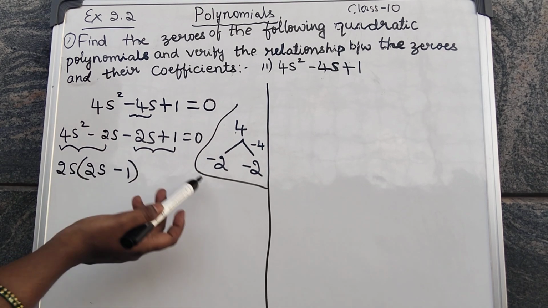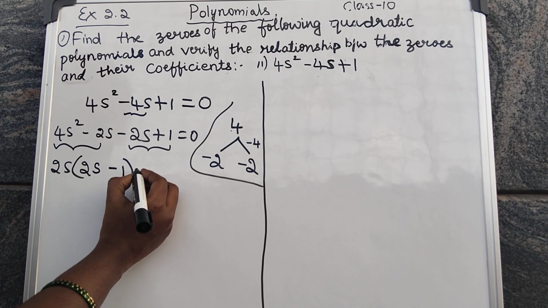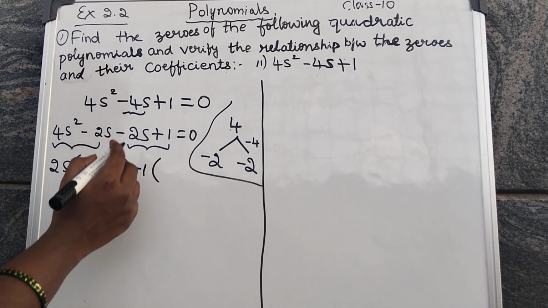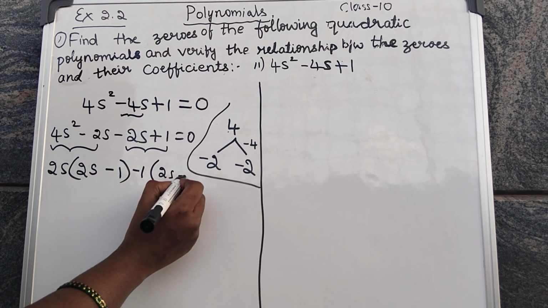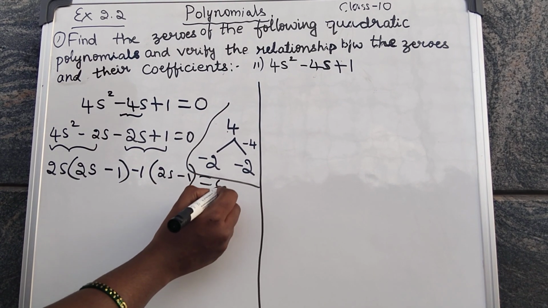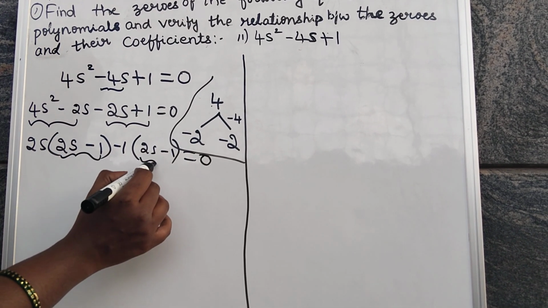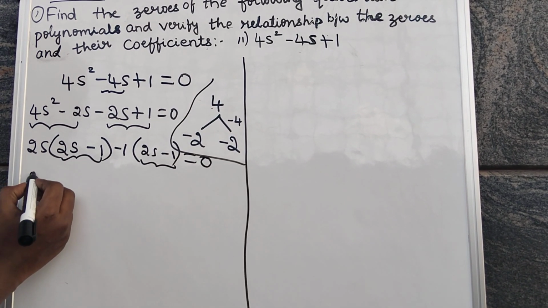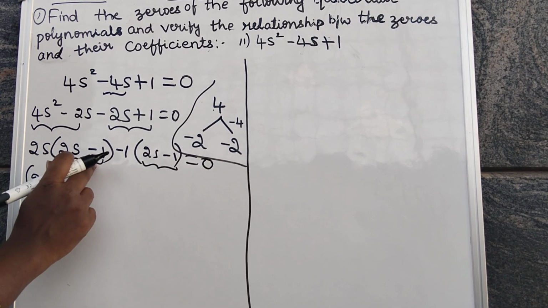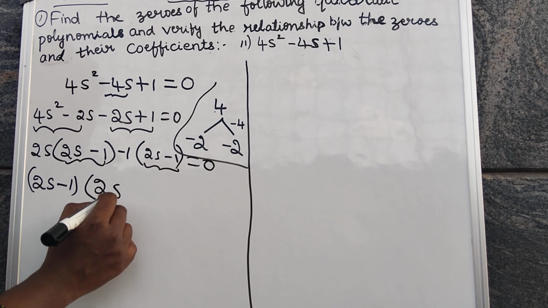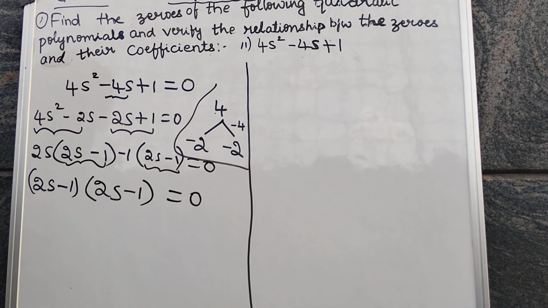In the next terms, −2s + 1, you don't have anything common, so I'll write −1 as common. So you will write 2s plus into minus is minus 1, which equals 0. Now this (2s − 1) and this (2s − 1) are common, so you take (2s − 1) out. When you take (2s − 1) as common, 2s remains in the first term, and in the other term −1 remains, which equals 0.